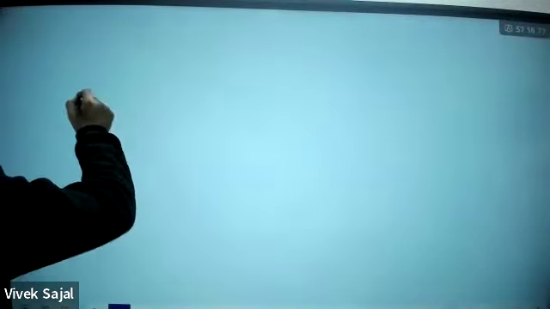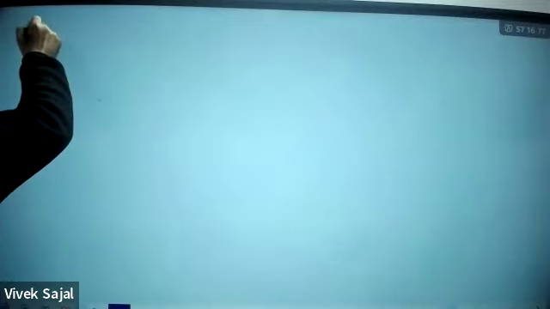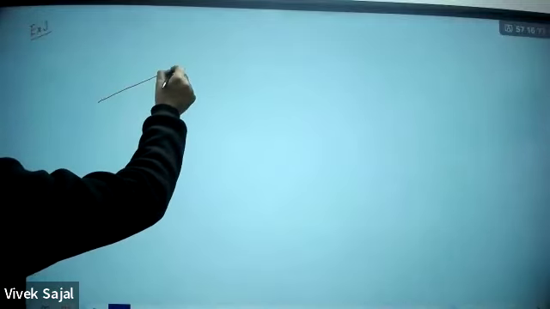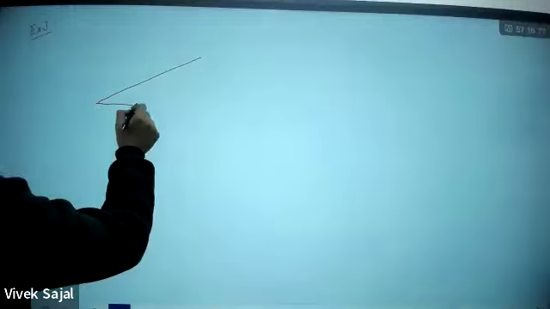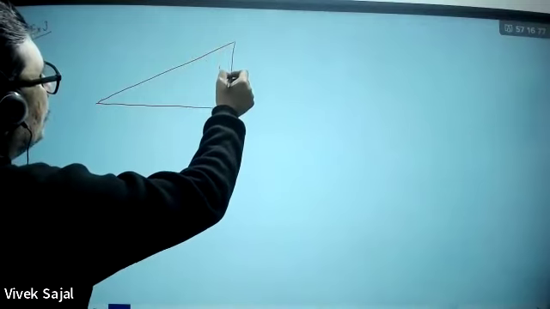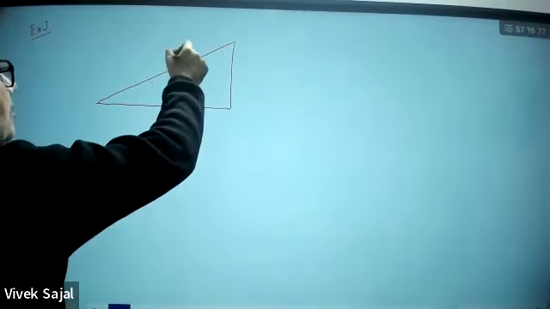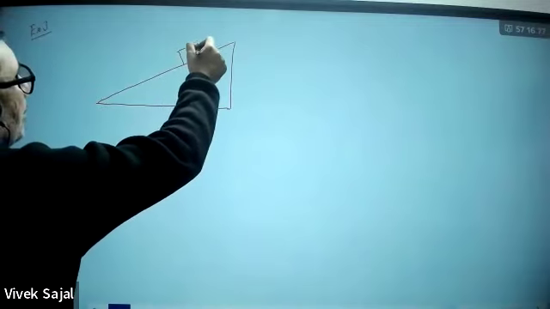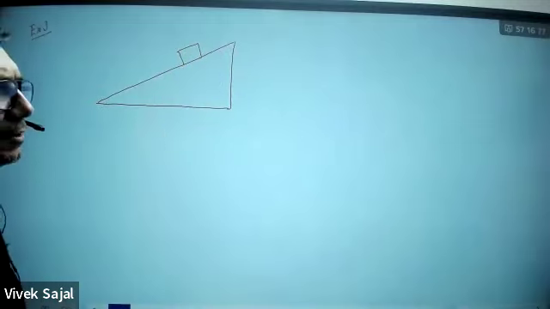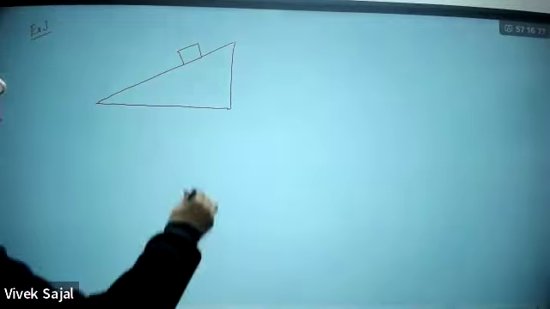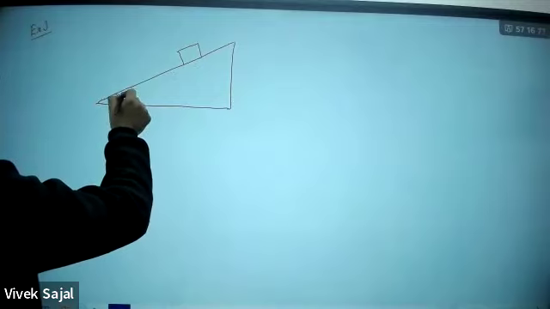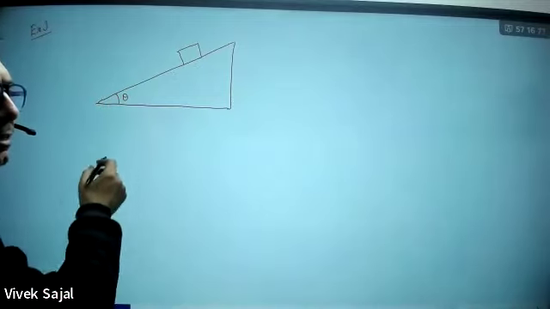This is example 3, a very simple example. Suppose you have an inclined plane, and some block is going to move in the downward direction. You place a block here. I'm saying the inclined surface is smooth. Then what will be the acceleration of this block? This is one of the simplest problems. Suppose this angle is theta, the wedge angle.